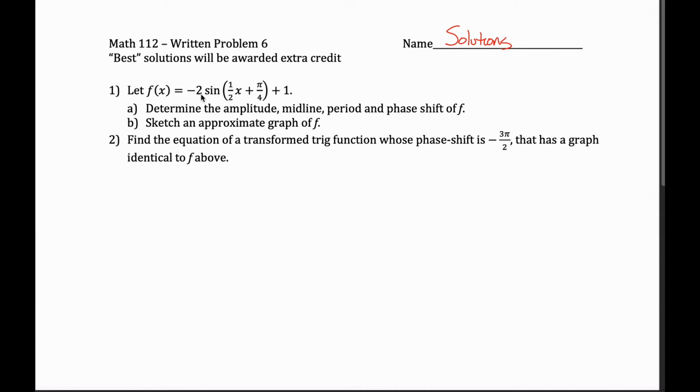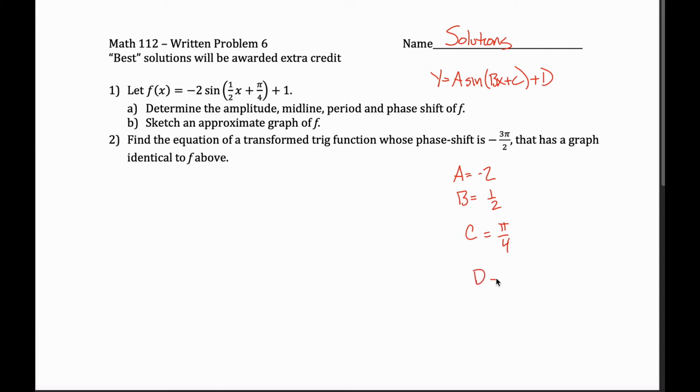So our function f of x is negative 2 times the sine of 1/2 x plus pi over 4, plus 1. Or if you want to think about it as a times the sine of bx plus c, plus d, playing the role of a is negative 2. Playing the role of b is 1/2, the coefficient on this x. Playing the role of c is the pi over 4, what we're adding to the term with the x in it inside the parentheses.